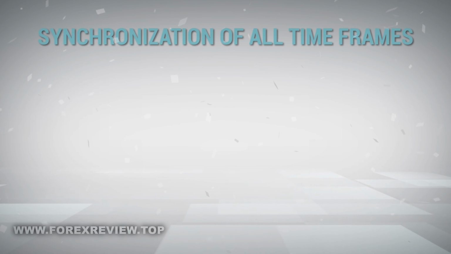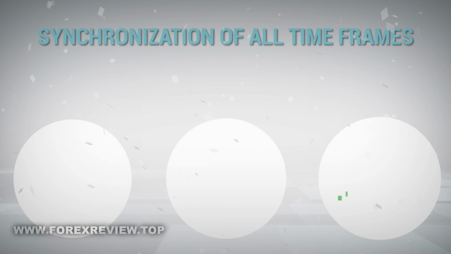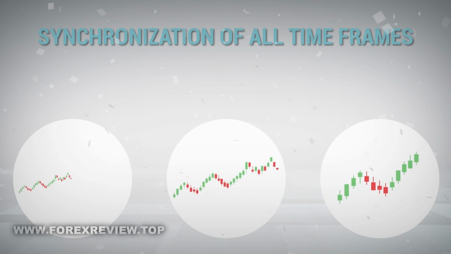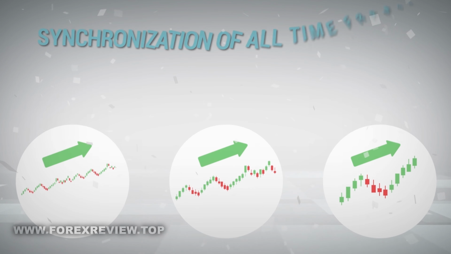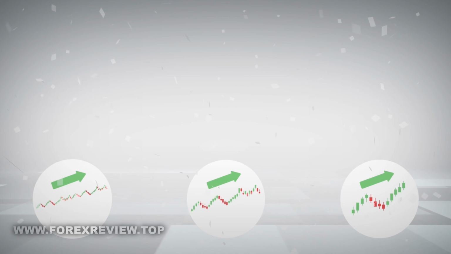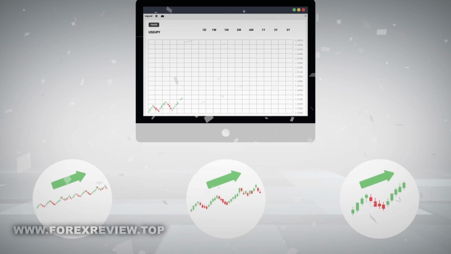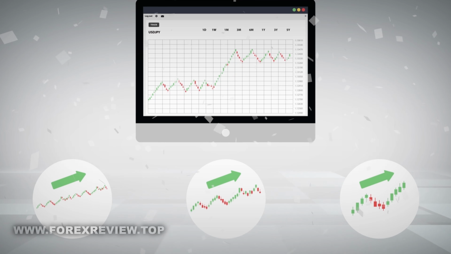Synchronization of all time frames. The most profitable trading opportunities arise when the trends of all three time frames are moving in the same direction. On this chart, you can see the long-term trend, the medium-term trend, and the short-term trend. You can see that at this point, all three trends are moving in the same direction, so the chances that the chart will continue moving in that direction are higher.